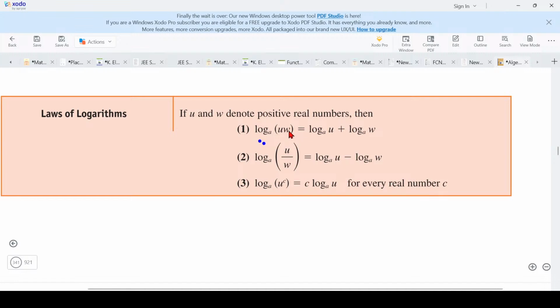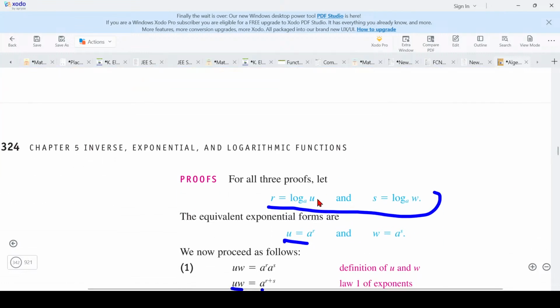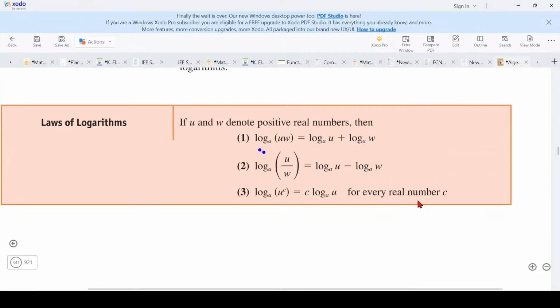You just assume u equals a power something, v equals a power something. In this case, he has assumed u equals a power r, v equals a power s. You can use any two random variables also, that doesn't matter. u equals a power something, v equals a power something. I can take the base as a or b also, but here the base is a, so rather stick to a.